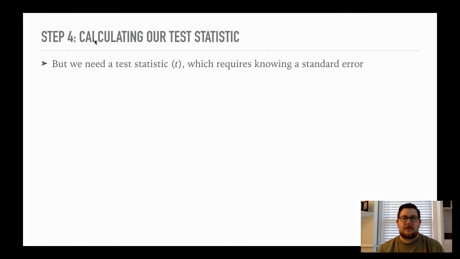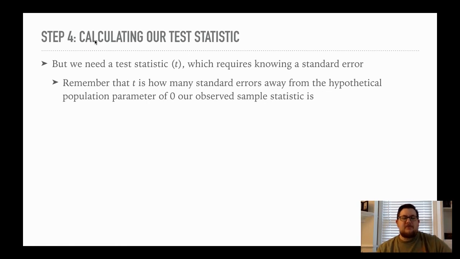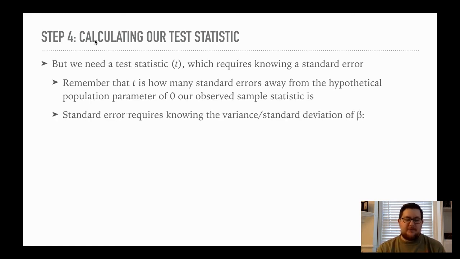So we do need a test statistic because we want to know whether our estimate for beta that we just calculated is due to random chance, or if it's significantly different from our hypothesized population parameter of 0 in the null hypothesis. So we can do that. Now, remember that t is how many standard errors away from the hypothetical population parameter of 0 our observed sample statistic is. So what do we need? We need a standard error.